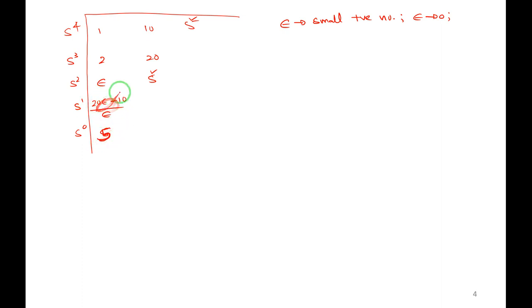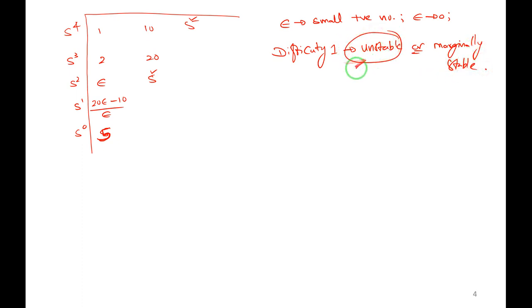Okay, observe this element. If the system has to be stable, all the elements in this column should be positive. But we know that difficulty 1 had come, so our system cannot be stable at all. It is either unstable or marginally stable. Whenever difficulty 1 comes, it is all the time unstable only, right?